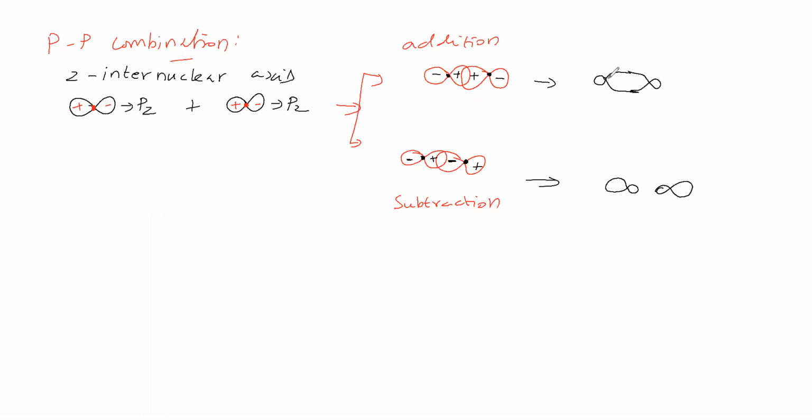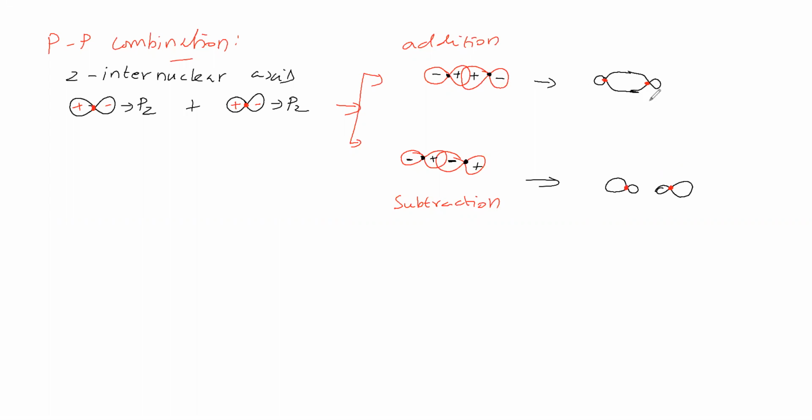Now we will give the nucleus of one atom, nucleus of another atom. Here nucleus of one atom, nucleus of another atom. Now in between two nuclei, the size of the lobe is high.